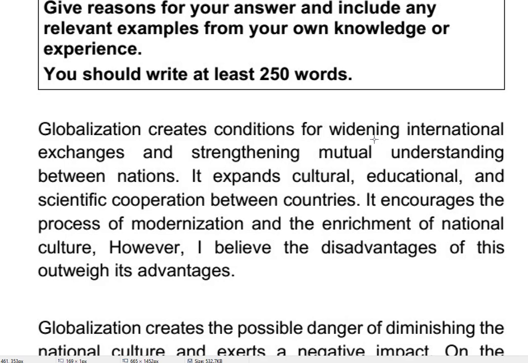Widening international exchanges. This creates conditions for widening international exchanges. Widening. Broadening? I don't know what kind of exchanges these are. Strengthening mutual understanding. Alright, well this goes well together. Strengthening mutual understanding. It expands cultural cooperation. Okay, so we've got widening, expands. Expands is used correctly here. Widening, probably not. Broadening would be a better choice. Enrichment, that's a good word to use.